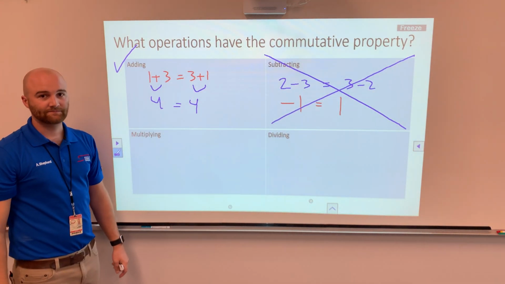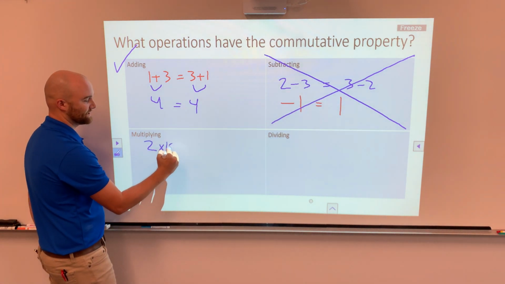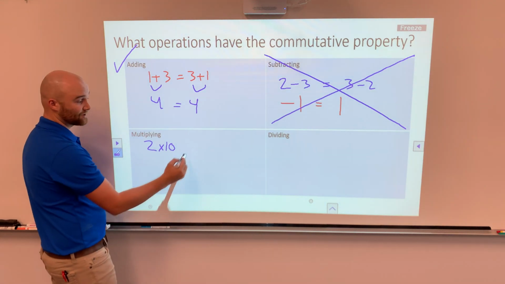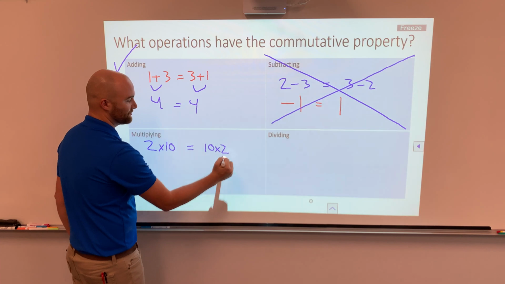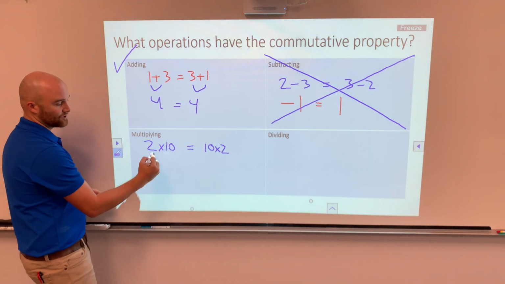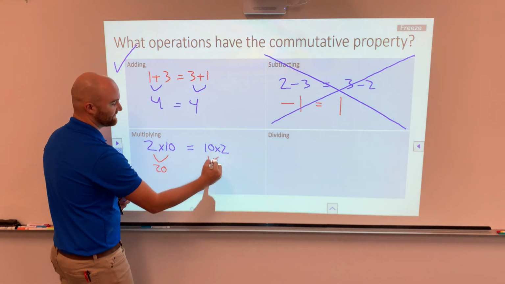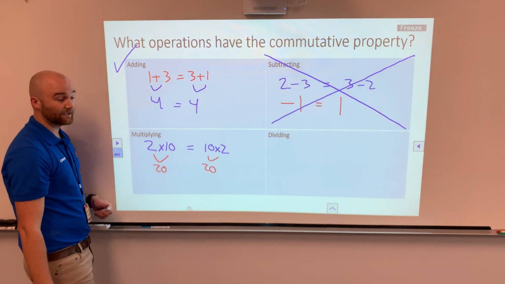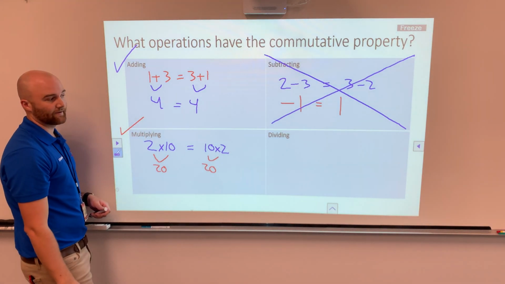Let's try multiplying. Let's see if it works for multiplying. 2 times 10. If it works, it should be equal to 10 times 2. Let's test it out. 2 times 10 gives us 20, and 10 times 2 gives us 20. It looks like multiplying works. So I'm going to put a check mark right here next to multiply.